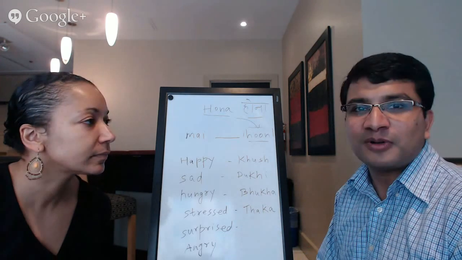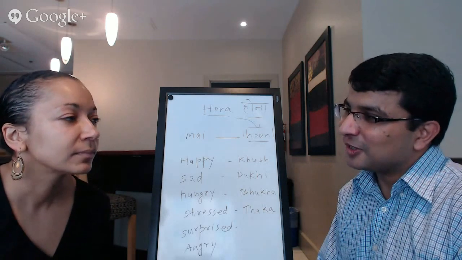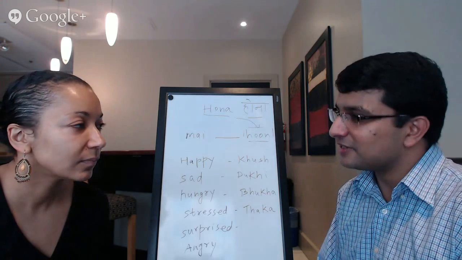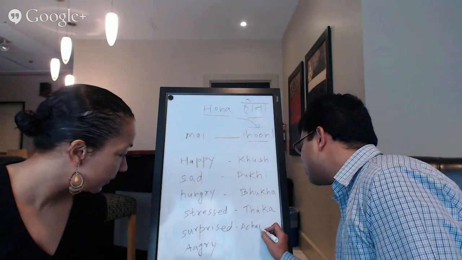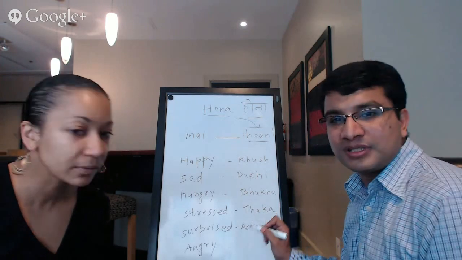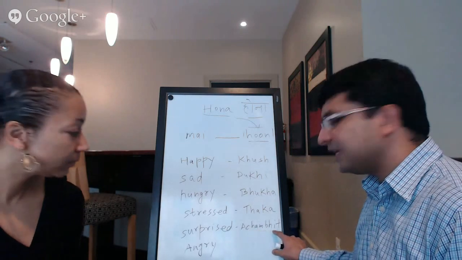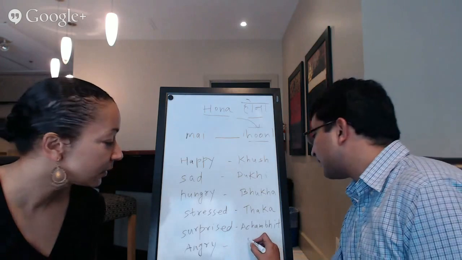Now, surprised. There's a difficult word for surprise, which is achambit. It's very difficult. If you cannot say it, you can just say surprised. Achambit. I hope you can see it. Achambit. Angry, gussa.